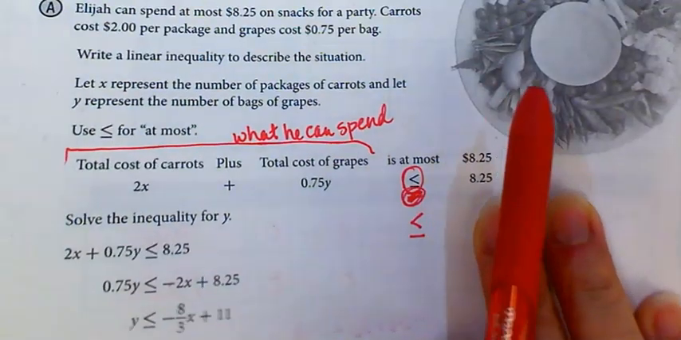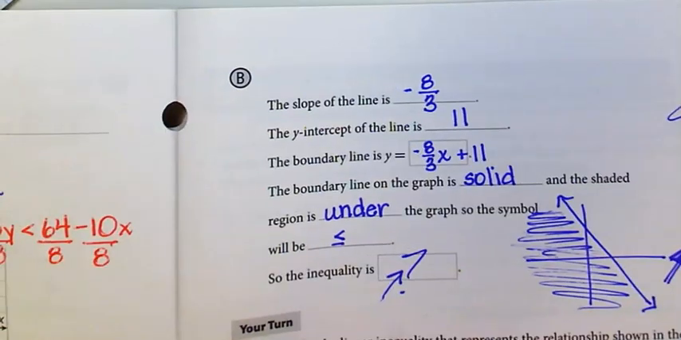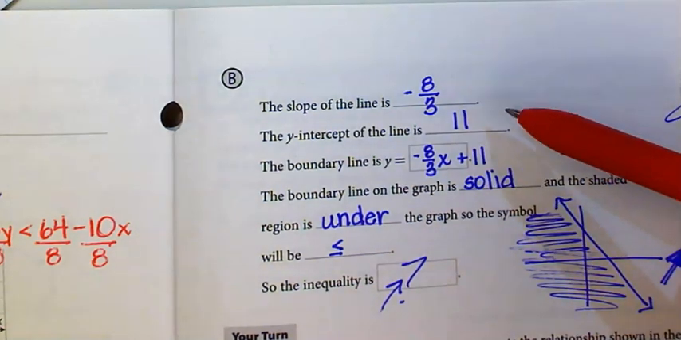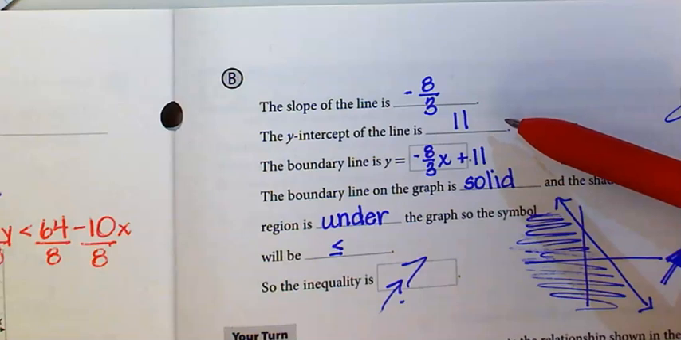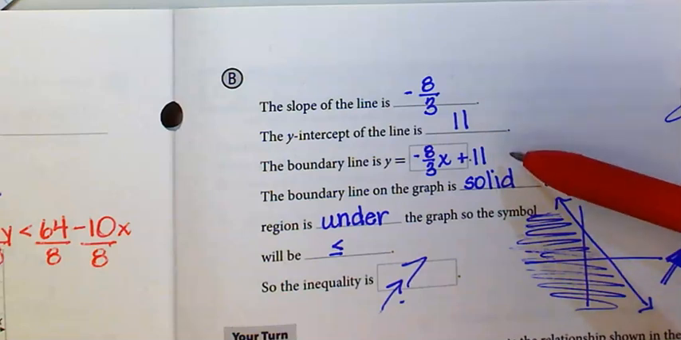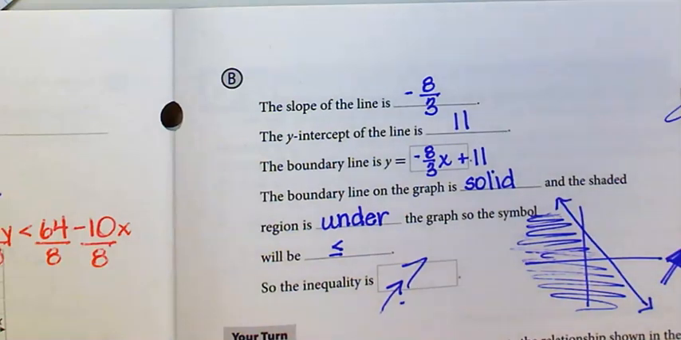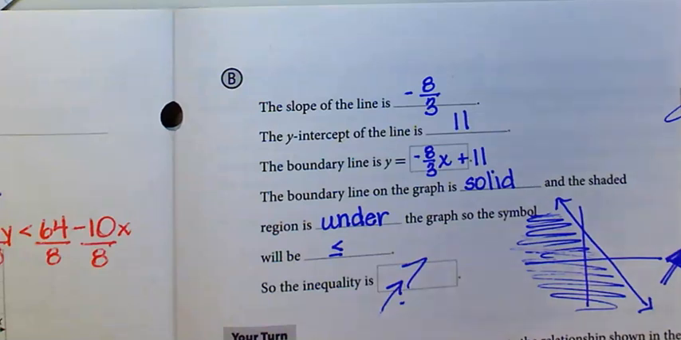Continuing on the top of page 345. The slope is negative 8/3. The y-intercept is 11. Boundary line is the negative 8/3 x plus 11. The boundary line is solid because it says less than or equal to. Okay. We're going to shade under because it's less than or equal to. But we can always double check that.